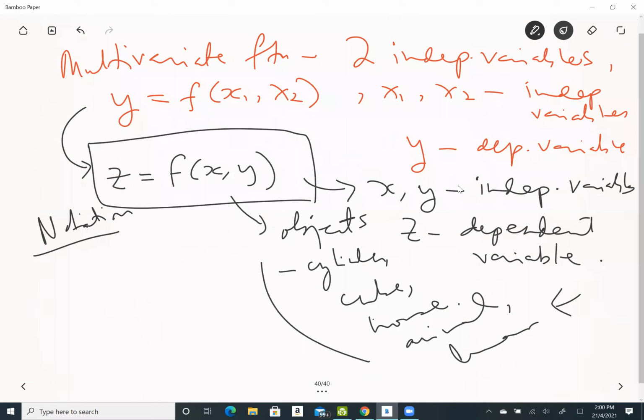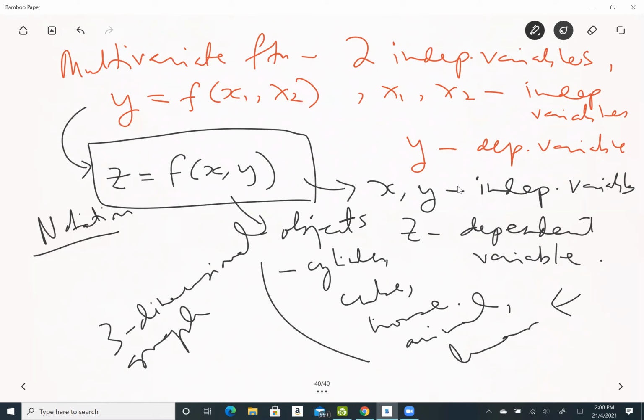Everybody here is an object. So we call this a three-dimensional diagram, or three-dimensional graph. Everybody, we are three-dimensional. So that is the relevance of this kind of function.